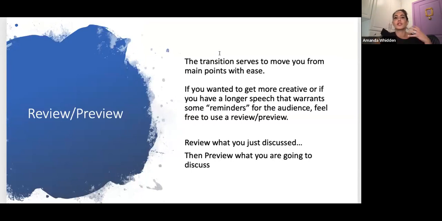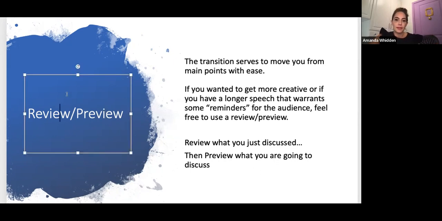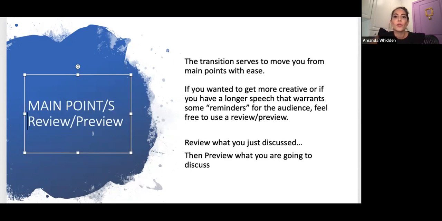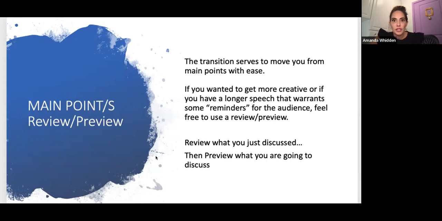The transition serves to move you to these main points with ease. And so what we need to next bring in are our main points, right? So what main point or points do we want to review and preview? We want to tell them what point we're going into. So if I was going into my first main point of that speech thesis that I gave you, I'd say something like, let's get started by first looking at my job. And that's it.